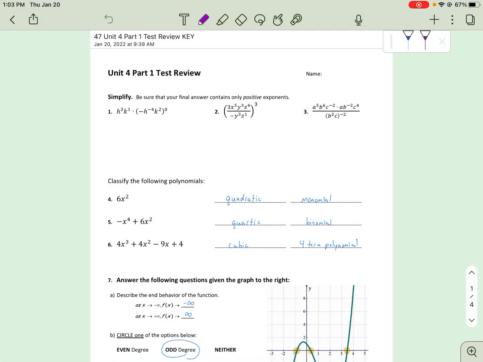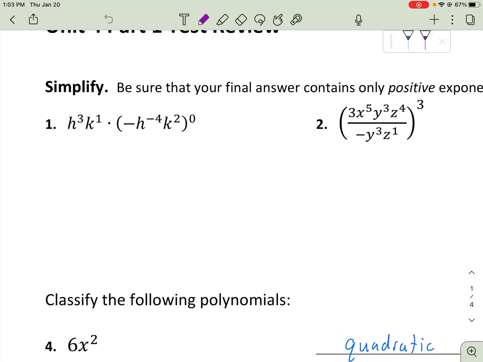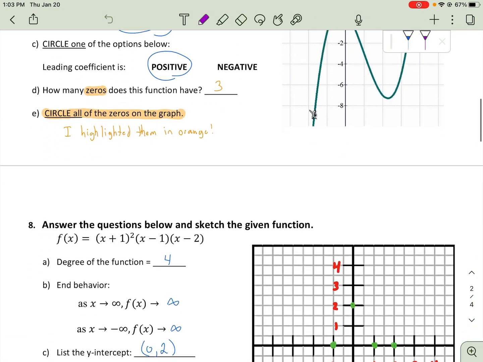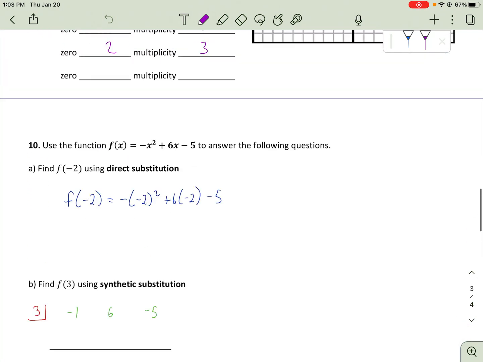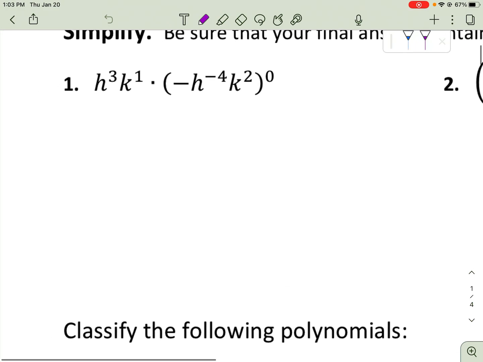Alrighty, everybody, here is your much anticipated Unit 4 Part 1 test review video key. I've completed most of it already, and I'll just go through and explain a lot of it, and some stuff I've left blank, which we'll talk about together right here.